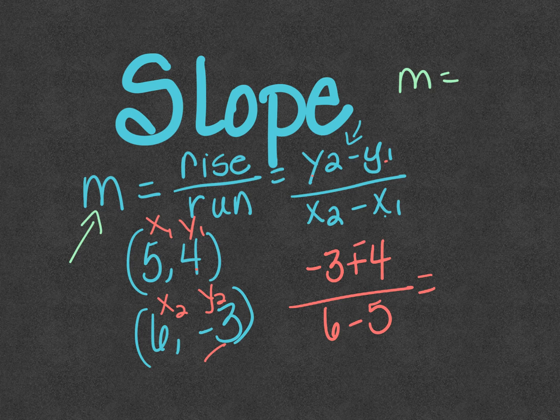Add a line, change the sign. -7 over 6 minus 5, which is 1. It is actually -7, but if you were going to find slope, you would definitely use it as -7 over 1, because remember, this is your rise and this is your run, okay?